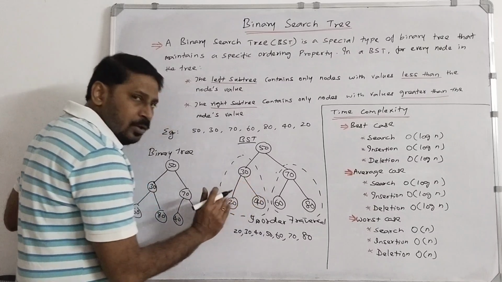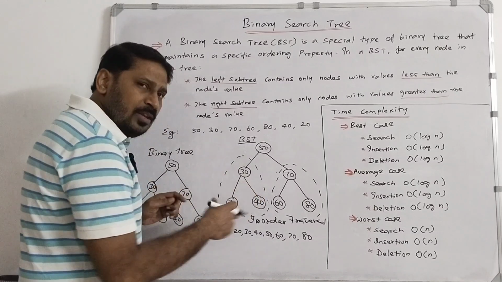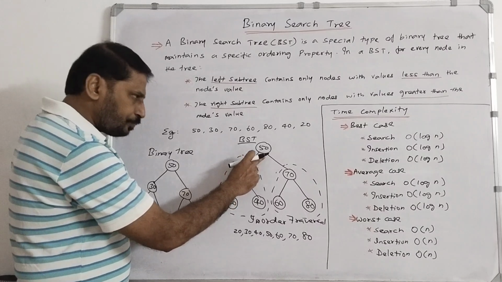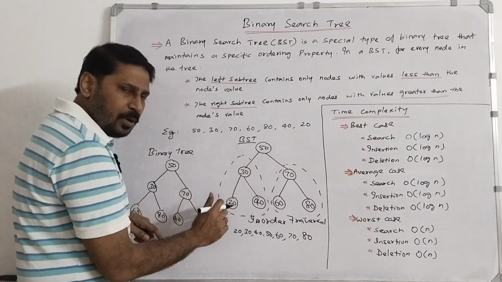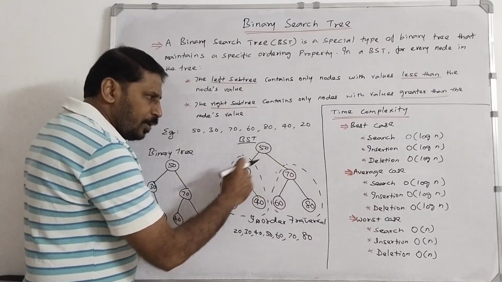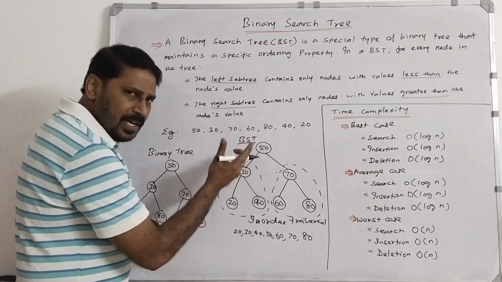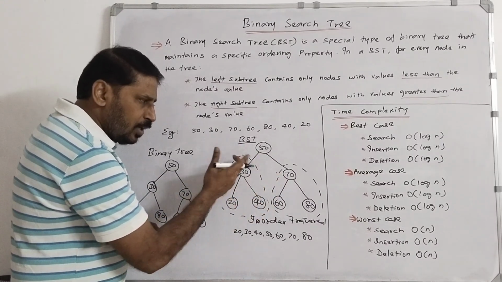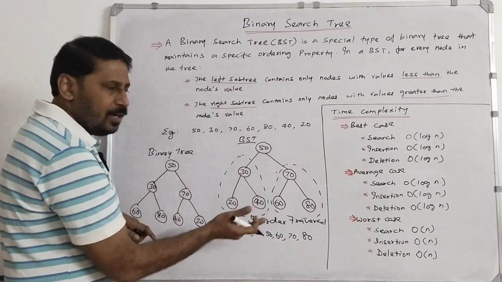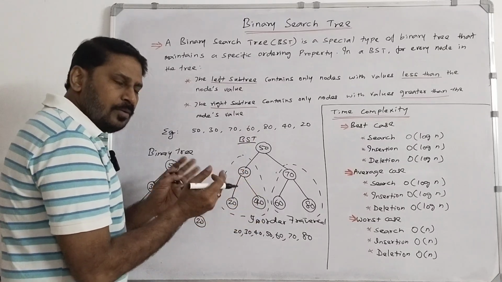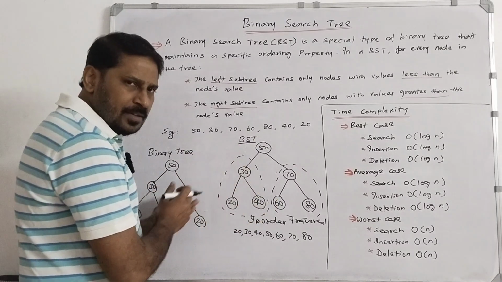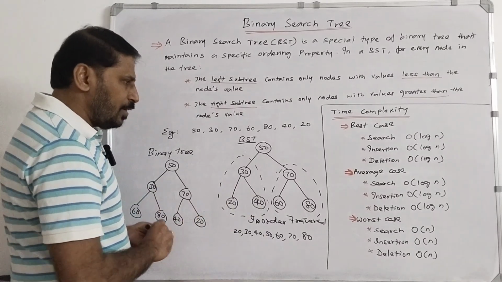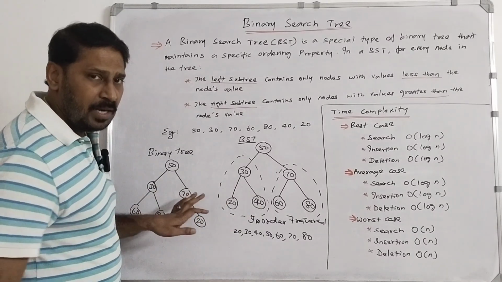Whereas in BST, we are following the binary tree property as well as the binary search tree property. The binary tree property is that each and every node has a maximum of 2 children, and for each and every level, the smallest value is on the left-hand side and the greatest value on the right-hand side. So this is the major difference between BST and binary tree.